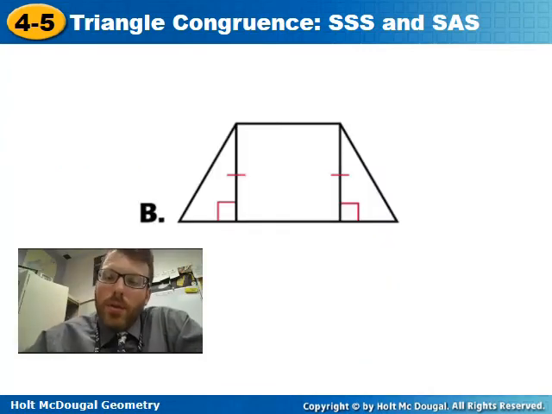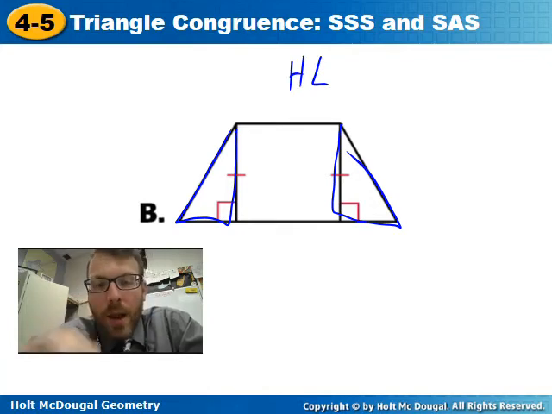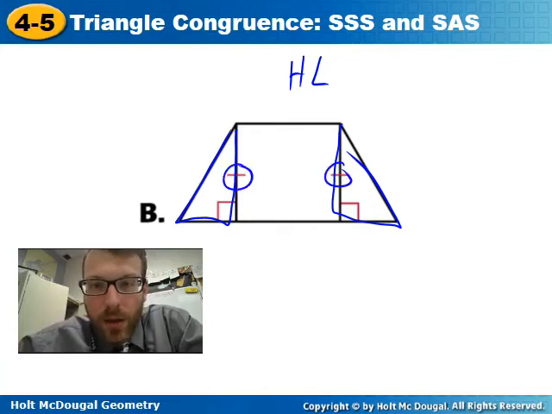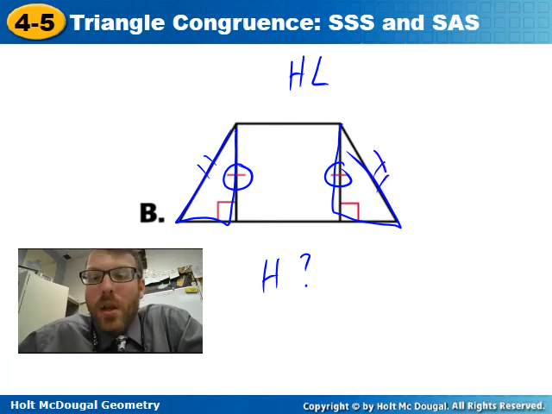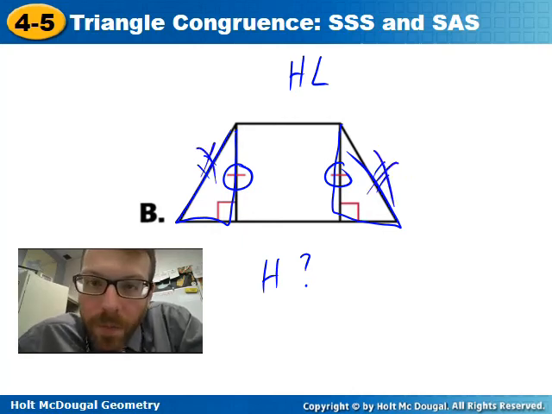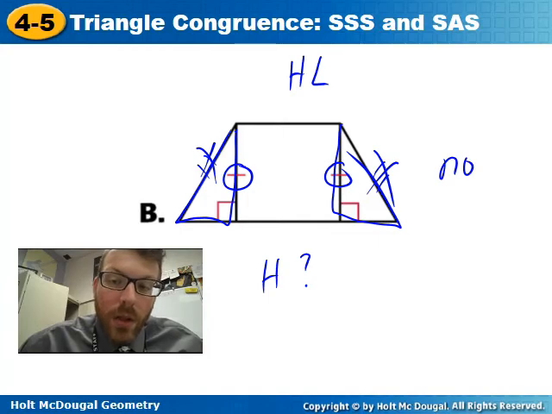Okay, now we have two triangles, and we want to check and see if those guys are congruent. Is this congruent to this through HL? Well, right now I know that a leg is congruent to another leg, but do I know that the hypotenuse is congruent? Do I know that this is congruent to this? The answer is no. I don't know that those are congruent. Why? I don't have any information that tells me they are. I mean, they may look like they are, but we don't have enough info to say that. So the answer is no, because the hypotenuse is not congruent.